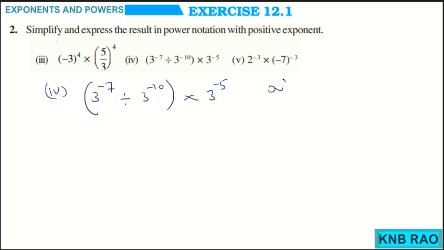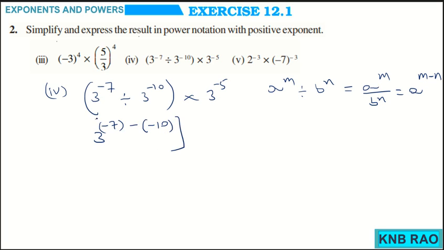So we will use a power m divided by a power n, which is a power m minus n. So we will take the difference of the powers. So we have 3 power minus 7, a negative number, so I am putting it within braces, minus (minus 10). So this is the result of 3 power minus 7 divided by 3 power minus 10, into 3 power minus 5, which comes as it is.